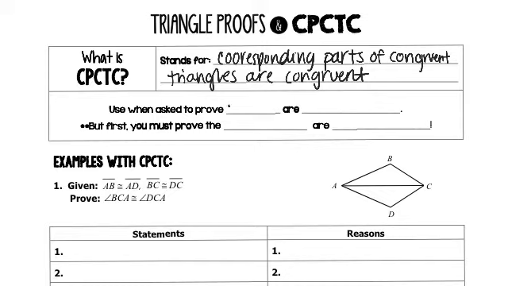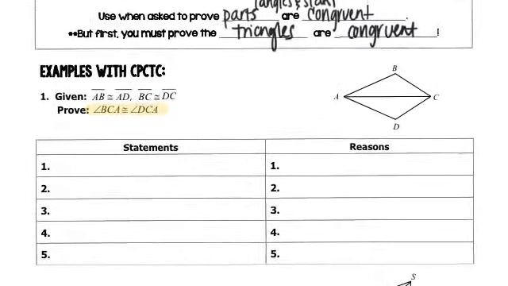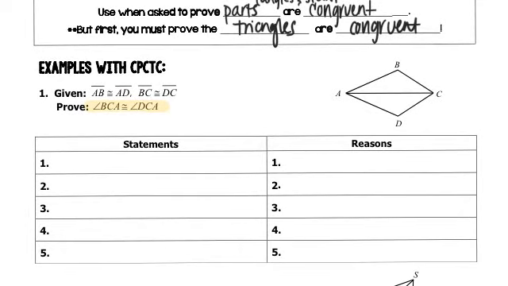So when asked to prove that parts are congruent, so when I say parts, angles or sides, we first have to prove that the triangles are congruent. So how we know when we're using CPCTC is if we look at our proof, and this proof is not proving the triangles are congruent, we're proving that two angles are congruent. So anytime we're proving that angles or sides are congruent, we're going to have to prove the triangles congruent first, then use CPCTC as our end result. So the cool thing is we structure this the same.